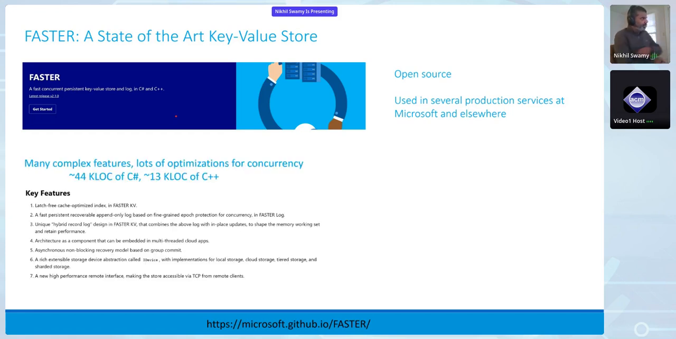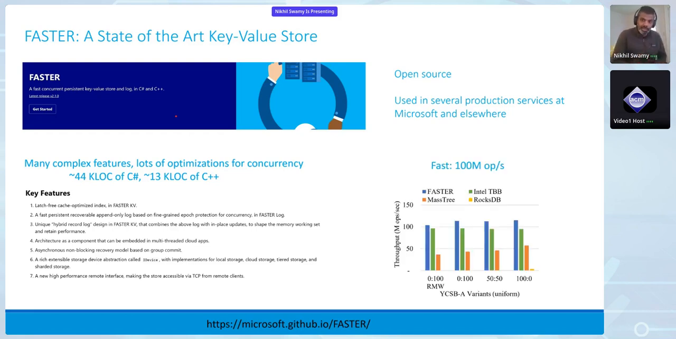FastVer is quite complex. It has lots of optimizations for concurrency, and it's implemented in about 44,000 lines of C# and 13,000 lines of C++. It has several key features which I don't really expect you to read in any detail, but just for a sampling, it's got things like a latch-free, cache-optimized index, and so on. And all this complexity is in service of making it go fast, and it actually goes pretty fast.